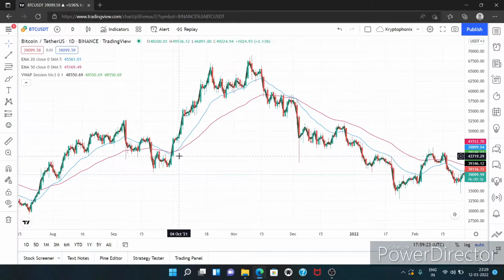If we look over here at this point, when a bullish crossover is being formed, the price is above the VWAP. As a result of both these indications, what we observe, a good up move, and at this point a good down move.